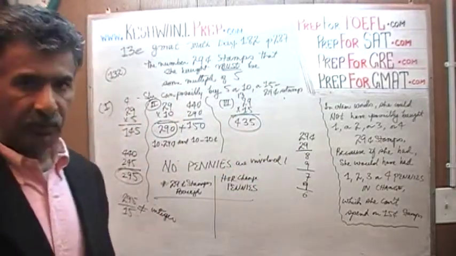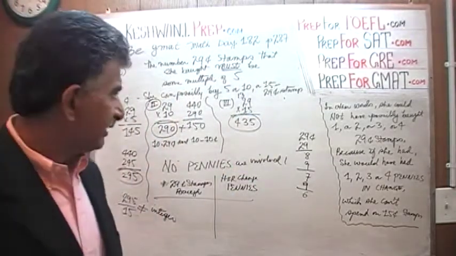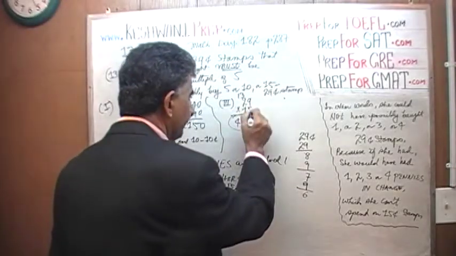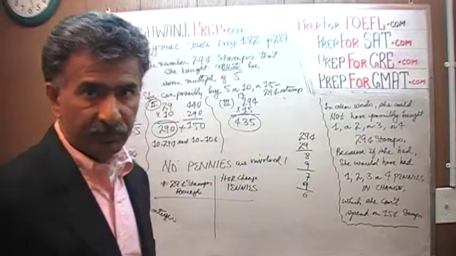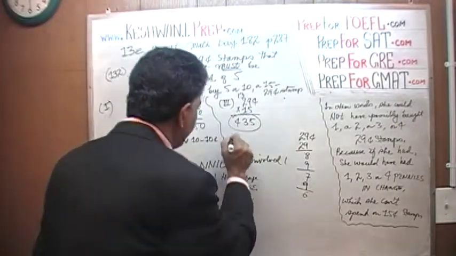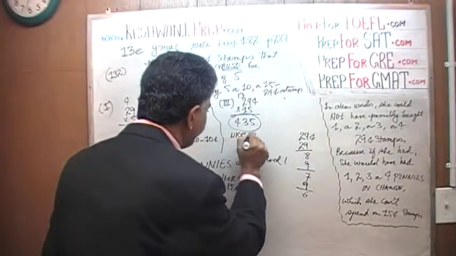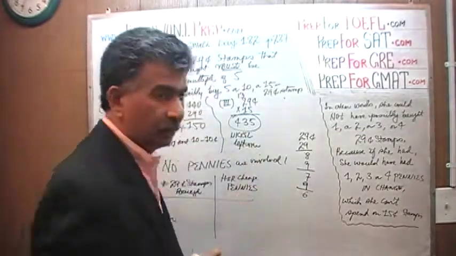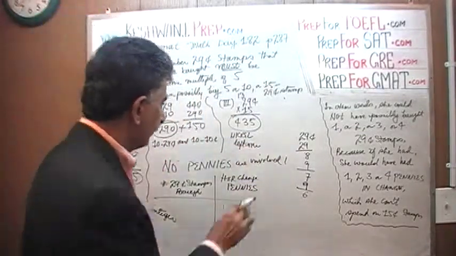Actually, it is possible for her to buy 15 29-cent stamps, but if she did that, she will have a nickel left over. Nickel left over. I'm not sure if leftover is hyphenated or not. I don't think leftover is hyphenated.